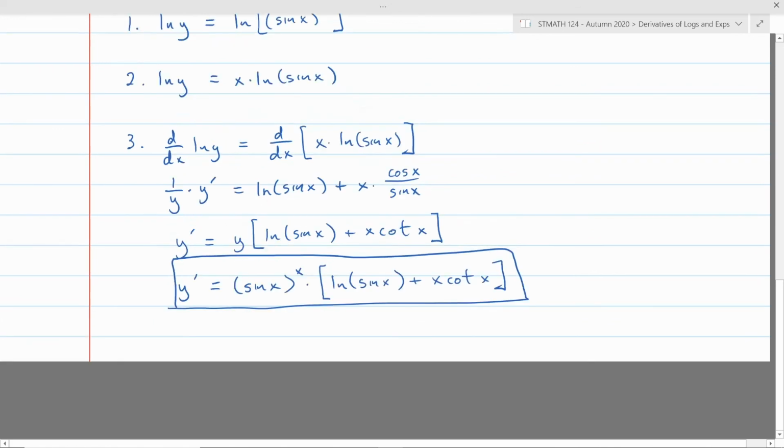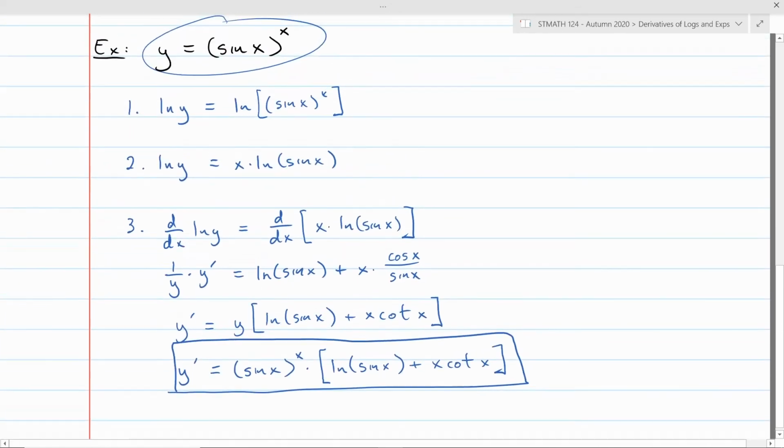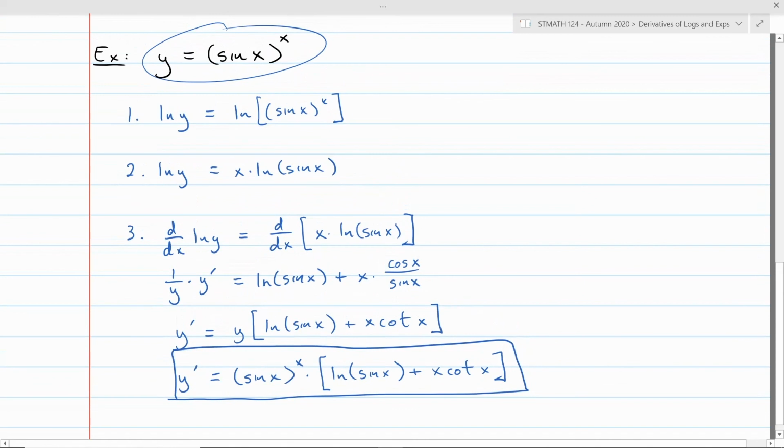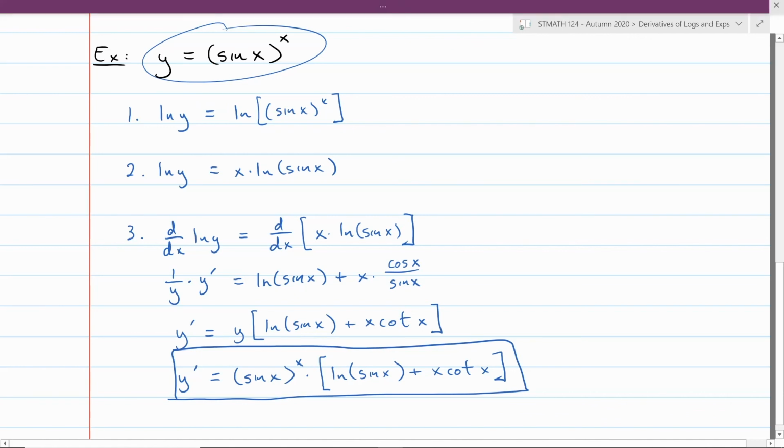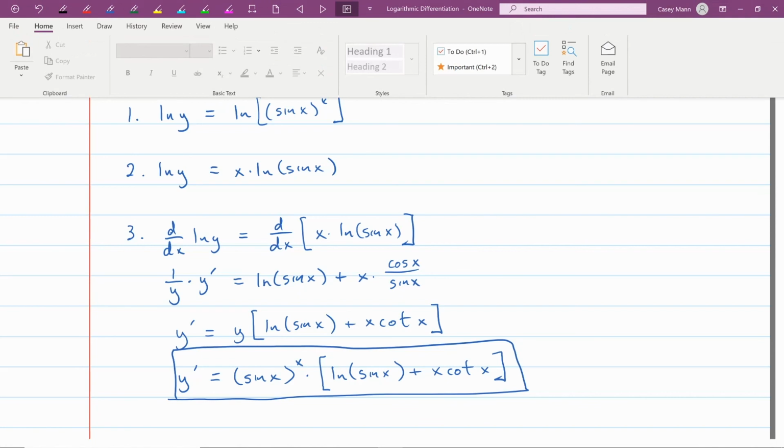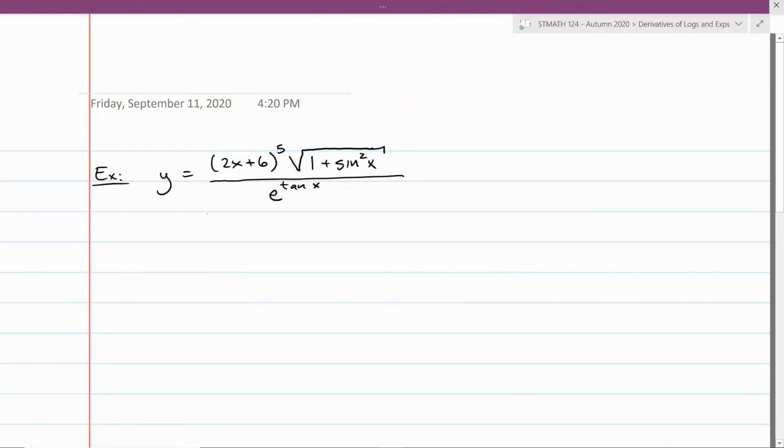So we just did something pretty cool. We differentiated a whole different kind of function that we had no formulas for. So this logarithmic differentiation is a pretty cool process. Not only does it allow you to calculate derivatives of new kinds of functions, but it allows you to calculate derivatives of functions that you knew how to differentiate, but it would have been extremely yucky.